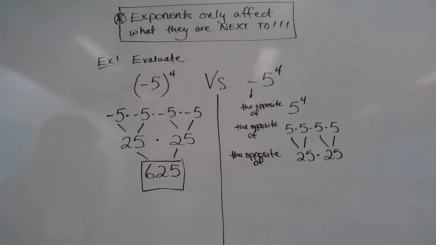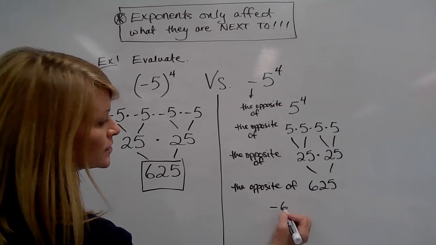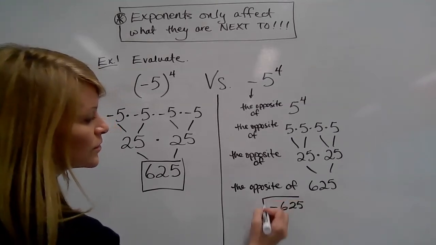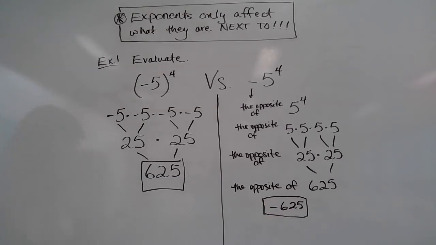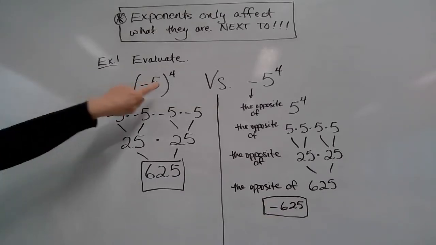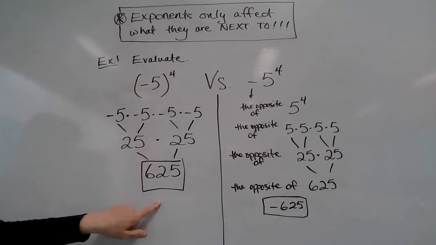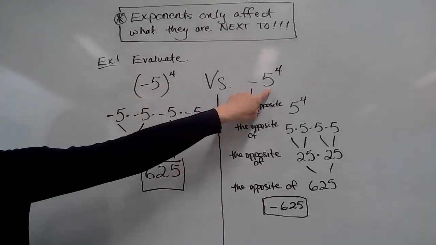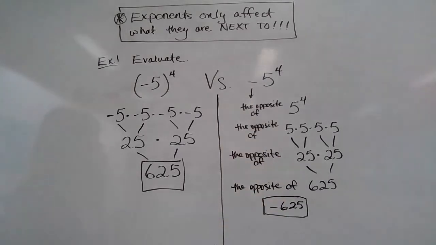On the right side, we have the opposite of 5 times 5 times 5 times 5, which becomes the opposite of 25 times 25. Now we have the opposite of 625. The opposite of 625 is -625. So in this case, the exponent made a big difference because it was next to the parentheses here, and we got a positive answer, and it's only next to the number here, and we got a negative answer. Sometimes they end up being the same, but sometimes they don't, so you need to be careful.